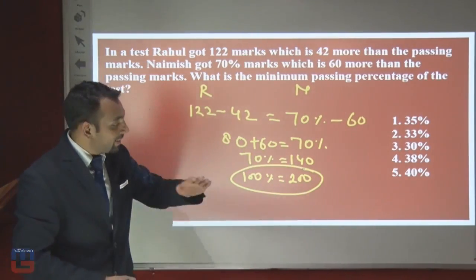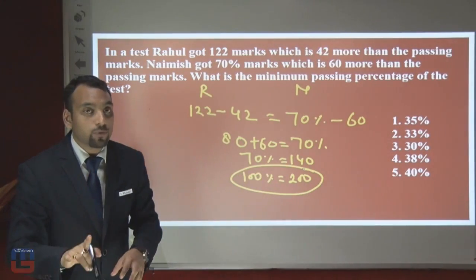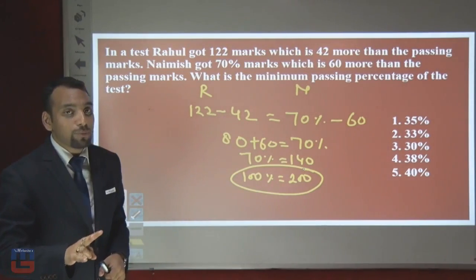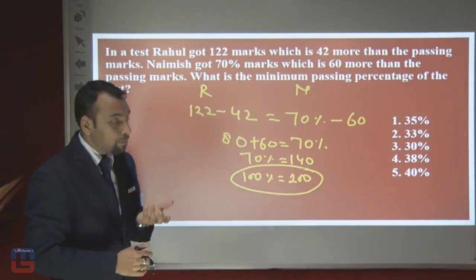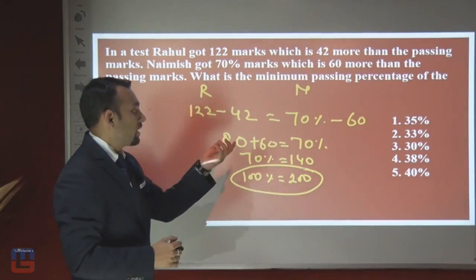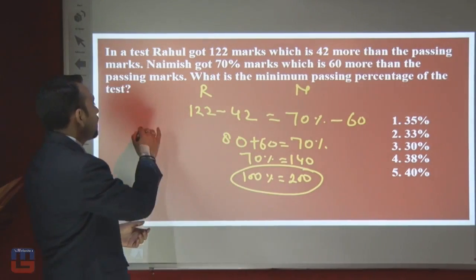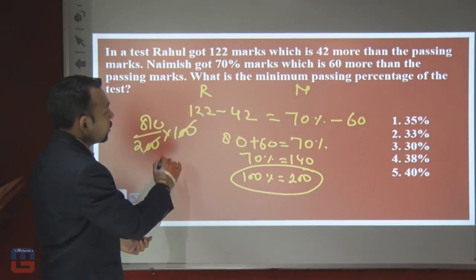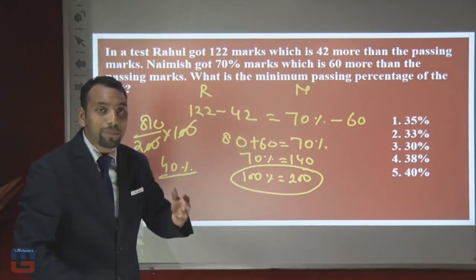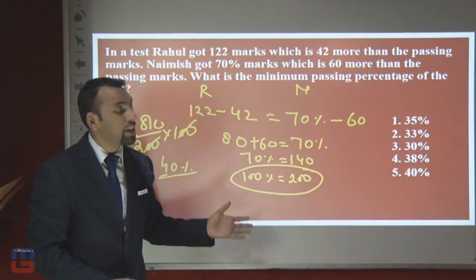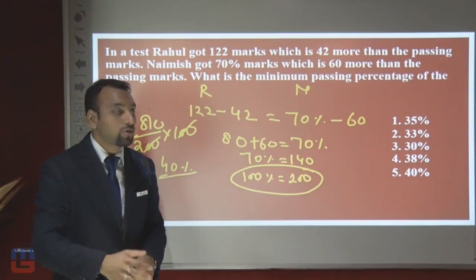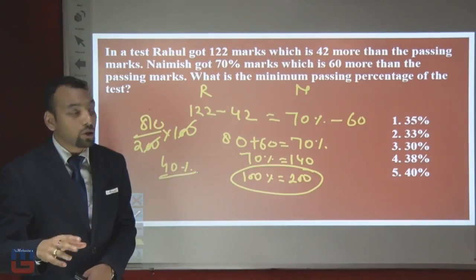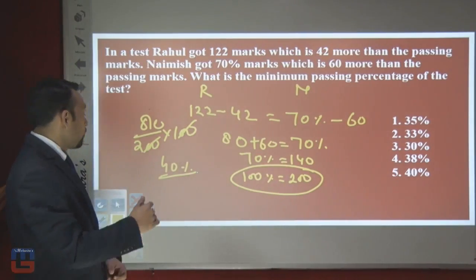Now see, this is the total marks, and what we have to find is the minimum passing percentage of the test. For the examination, the passing marks we have is 80. The percentage we have to calculate is 80 by 200 into 100. If you solve, you will get 40%, which means the minimum passing percentage in the examination is 40%. This is the easiest way to do such a type of question: don't assume x. Right, now move to the next question.